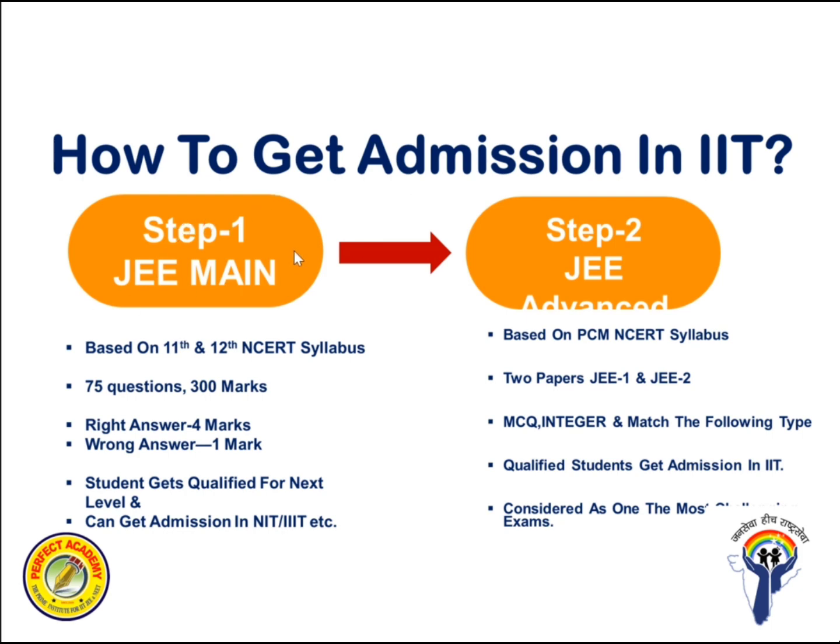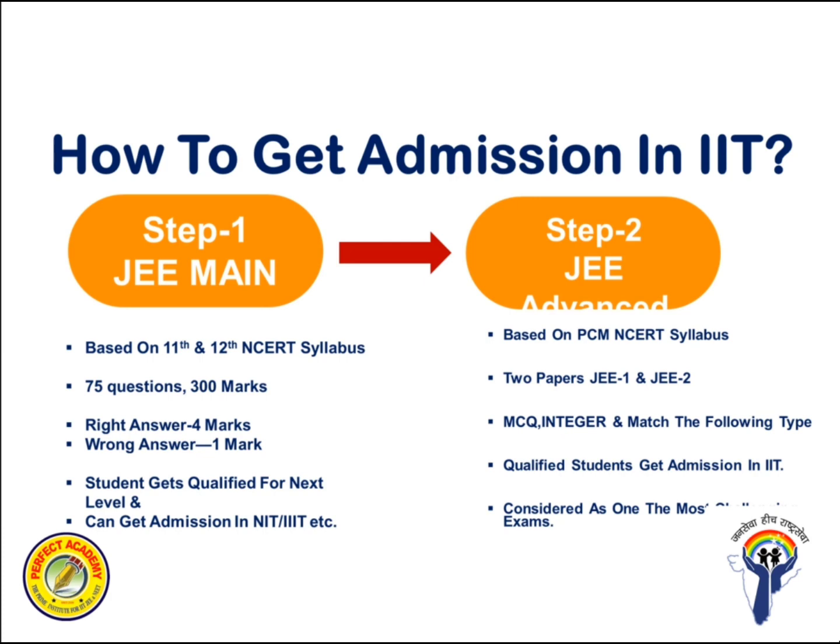But step 1 is the first exam called JEE Main, which you have to appear for after 12th standard. In fact, you get 2 attempts at it. Okay, the syllabus of JEE Main is based on the 11th and 12th NCERT syllabus, of course 11th and 12th NCERT physics, chemistry and mathematics. Each subject will have 25 questions, so 75 questions overall, of 300 marks. Every right answer will give you 4 marks. Every wrong answer will deduct 1 mark.